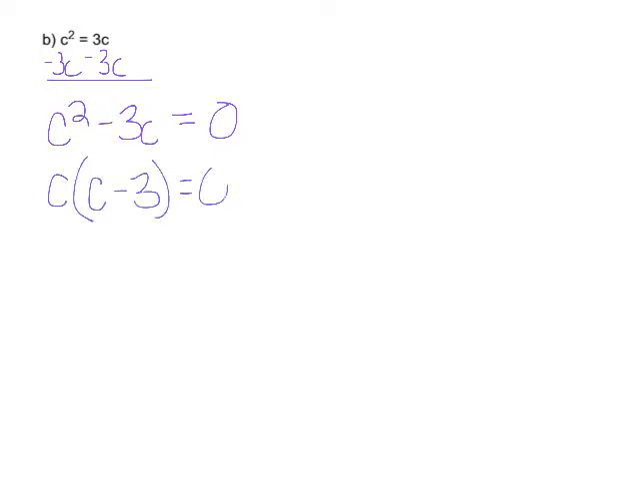For this example, I need to set the polynomial equal to 0. So to do that, I'm going to subtract a 3c from both sides. So I'm left with c squared minus 3c equals 0. And I need two terms that I can solve for, because I need two answers to find the roots. And to do that, I can factor out a c. So I'm going to get c times c minus 3 equals 0. And now I can set both of these equal to 0. So c equals 0, or c minus 3 equals 0. So c can equal 0, or c can equal 3.